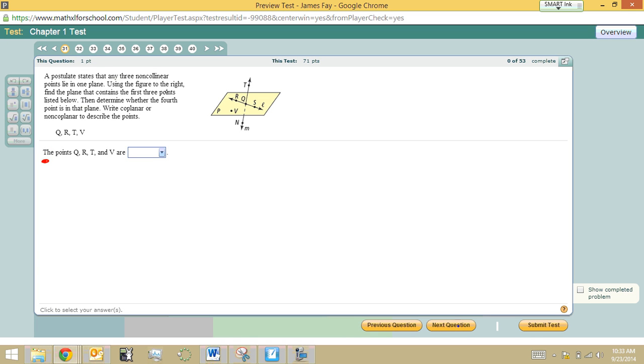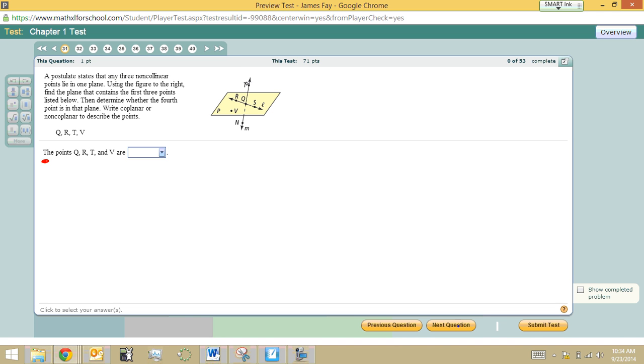A postulate that any three non-collinear points lie in one plane. Using the figure to the right, find the plane that contains the first 3 points listed below, then determine whether the fourth point is in that plane, right? Coplanar, non-coplanar. So QRT.